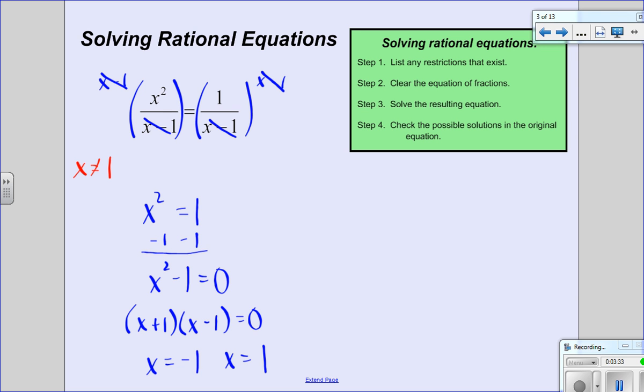Now let's go back and check these possible solutions with what we've already said is restricted, and we've already identified that the value 1 is a restricted value. So 1 cannot be a solution, which means that our only solution to this equation is negative 1.